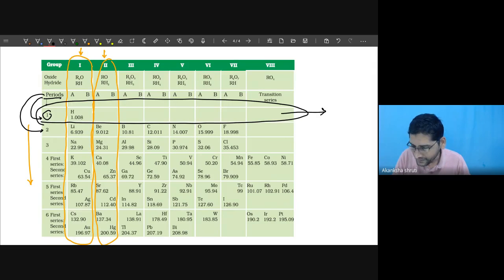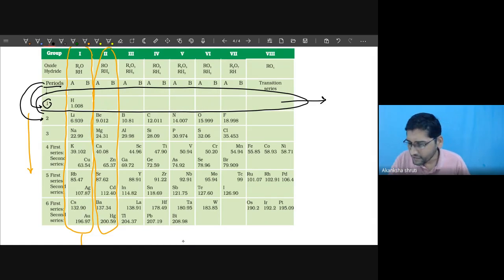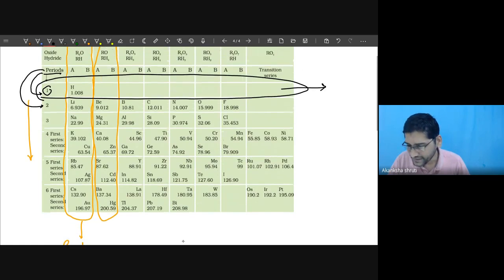This is the period, okay? So this is the period number 1. So this is our period right here.